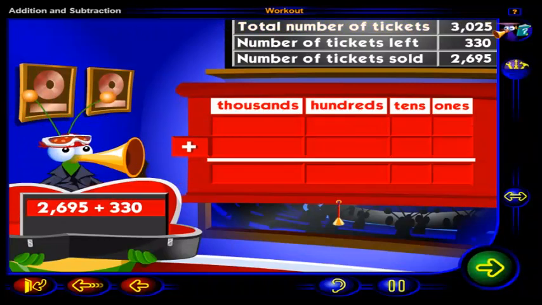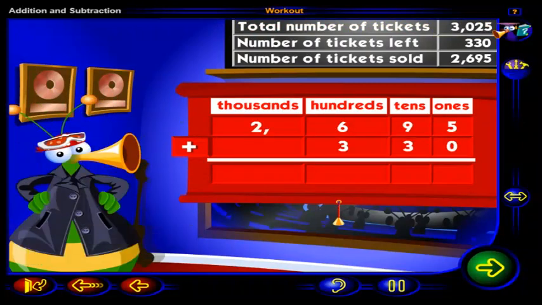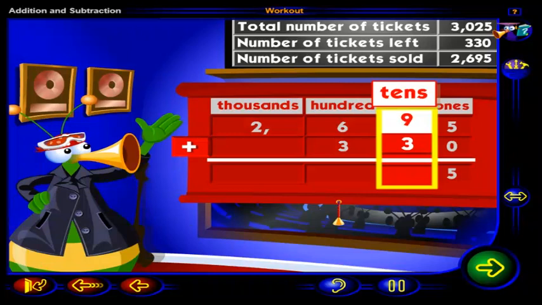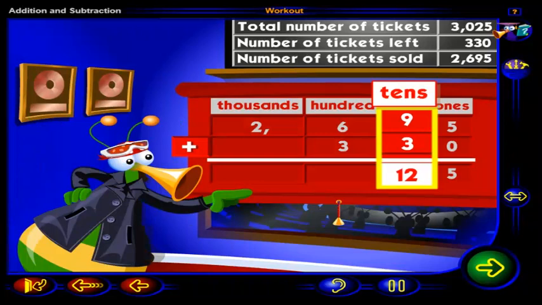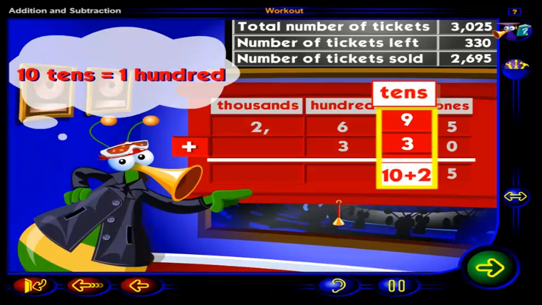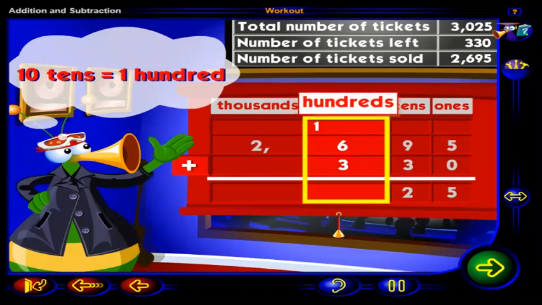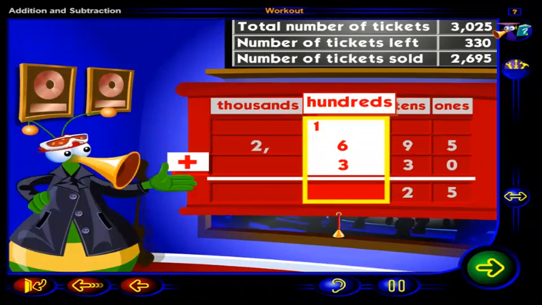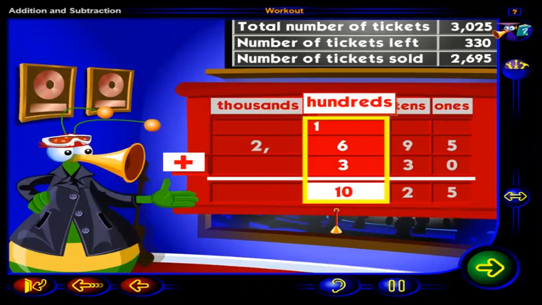Before you add, let's arrange the numbers like this. Starting with the ones, 5 plus 0 is 5. 9 tens plus 3 tens is 12 tens. 12 can be rewritten as 10 plus 2. And since 10 tens is 100, you can leave the 2 here and write a 1 here in the hundreds place. 100 plus 6 hundreds plus 3 hundreds is 10 hundreds. Click on the 10 in the hundreds place.